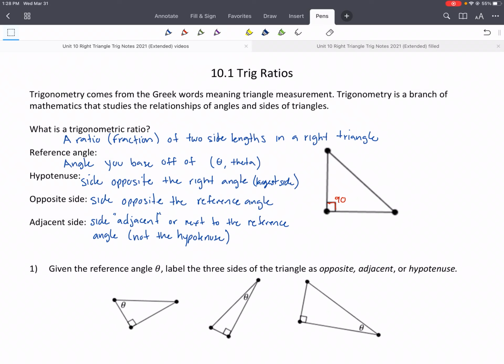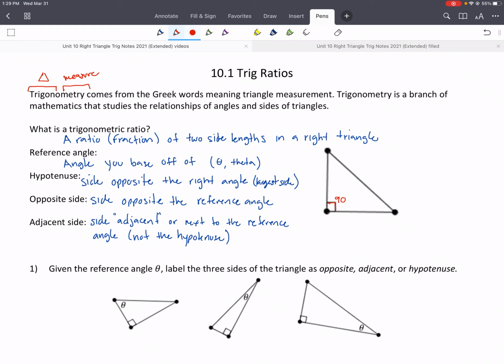All right, everybody, we're on 10.1, Trig Ratios. This unit is all about trigonometry. And trigonometry comes from Greek words, trigon, meaning triangle, and metry means measure. Right? So we're just measuring parts of triangles, whether they be angles or sides.